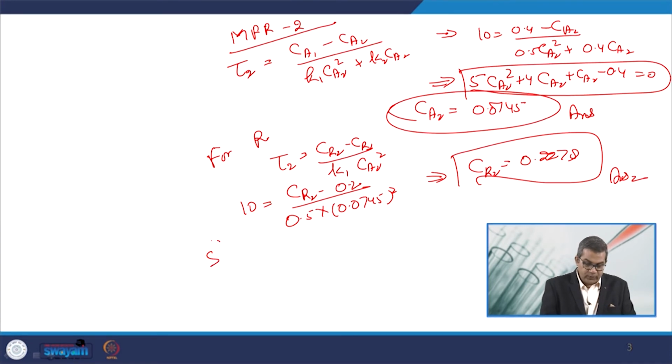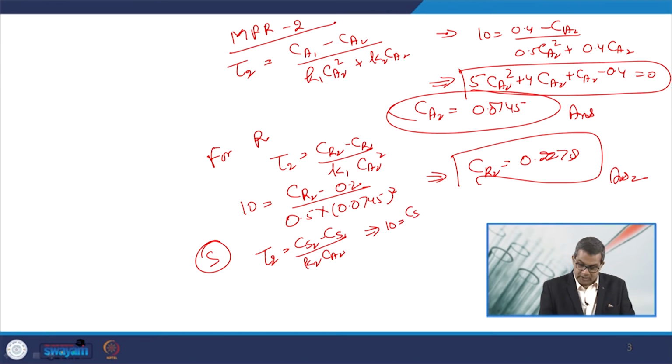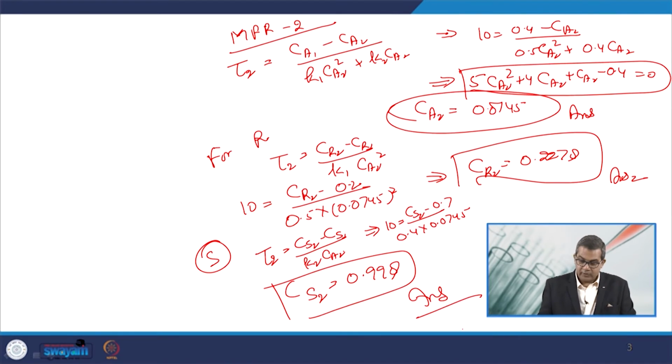Now similarly, if we talk about S, then tau 2 is equal to (CS2 minus CS1) upon K2 CA2, and if we substitute all the values, then it comes out to be 10 is equal to (CS2 minus 0.7) upon 0.4 into 0.0745, which we already determined. Then CS2 would be 0.998. That is my answer. So in this way we solved all the things which are needed.